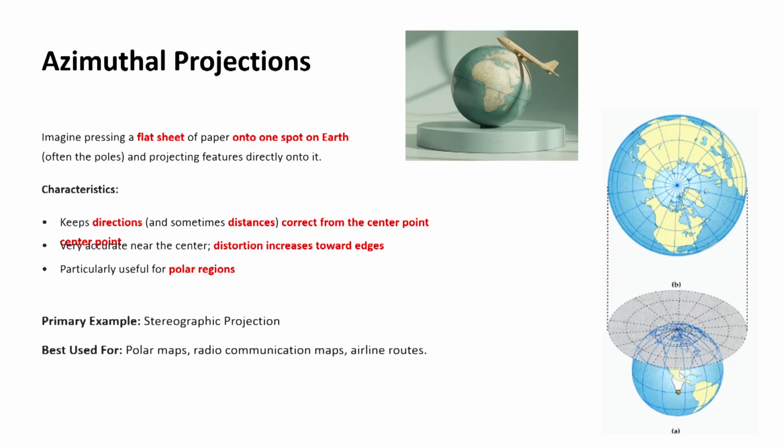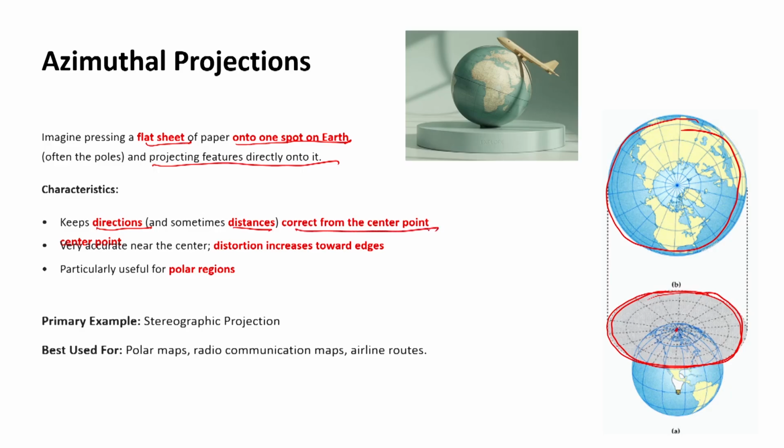Let us move on to azimuthal projection. Again, look at the image: we are placing a sheet on the globe, just connecting it. Look at the definition: imagine pressing a flat sheet onto one spot of the earth and projecting the features directly onto it. So this is the flat sheet and one point, let us say the pole. If we start projecting, only this area alone will get projected. It keeps the directions and distance correct from the center point.